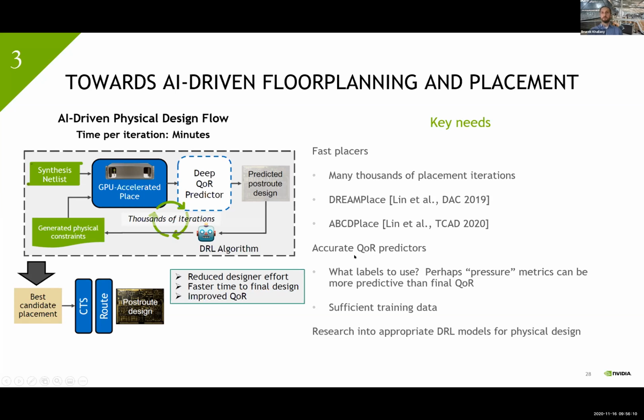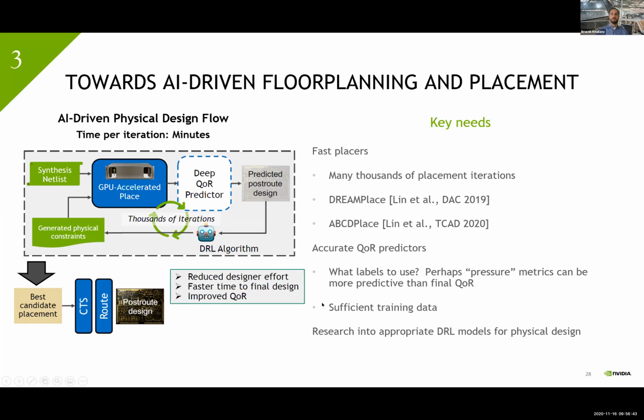So we need to keep building more accurate quality of result predictors. And the question arises, what labels do you use for those predictors when you do the training? If you're just trying to predict whether you have a timing violation, it's probably not that great of a predictor because the tools do a great job of fixing timing violations. So the question is, how hard does a tool have to work to fix timing on a certain path or to work around congestion issues and so forth?